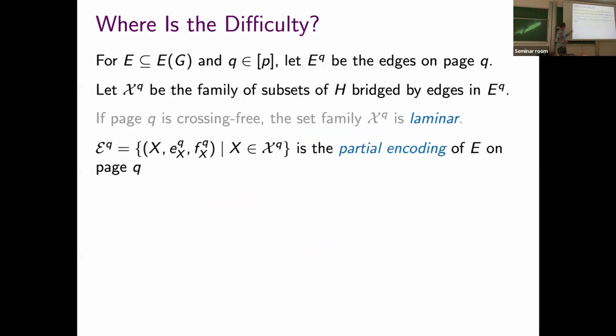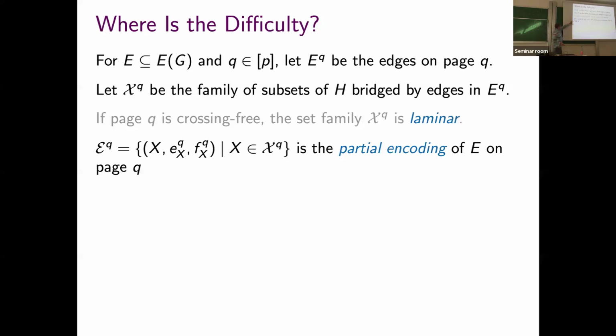Okay. Now we are moving towards the XP algorithm, so we need to somehow encode our solutions. So what's the encoding for the solution on a specific page Q? Well, it's the sets of the subsets of my hitting set that we bridge, and for each such subset, we look at a pair of edges, the outer and the inner one, and everything on that page needs to fit between EQX and FQX.